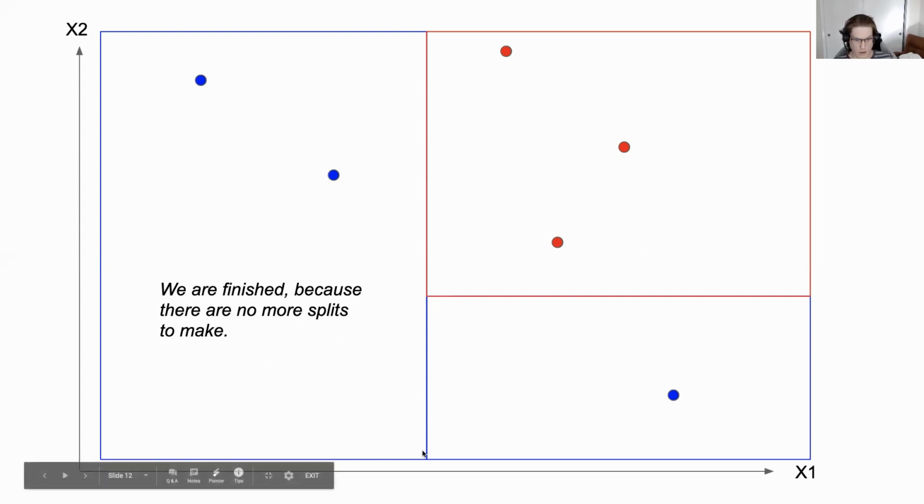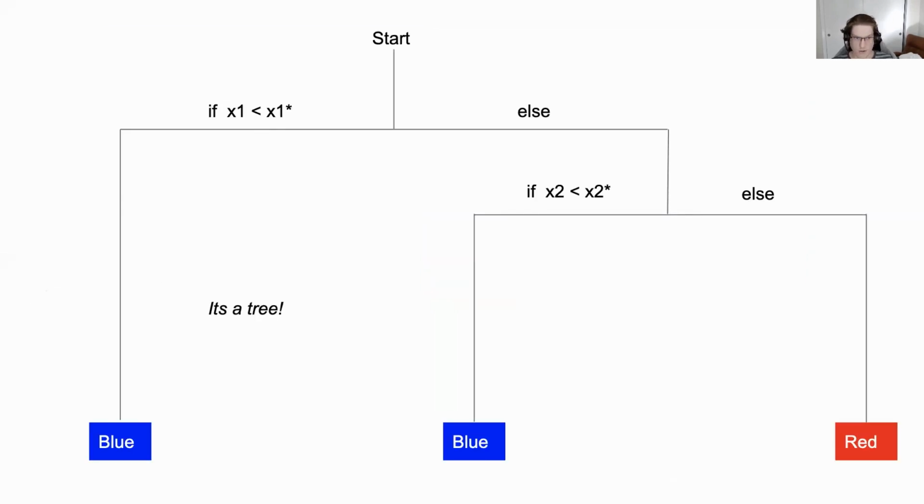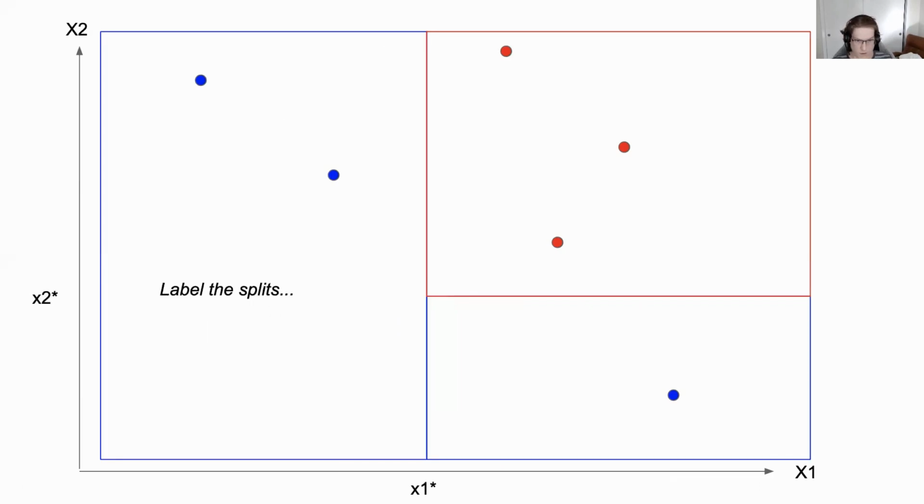Anything that's in this blue box, this model will predict to be blue. Anything that's in this red box, this model will predict to be red. And anything in this other blue box down here, the model will predict to be blue. And that's it. Just to show you that this is in fact a tree, this is the first split.